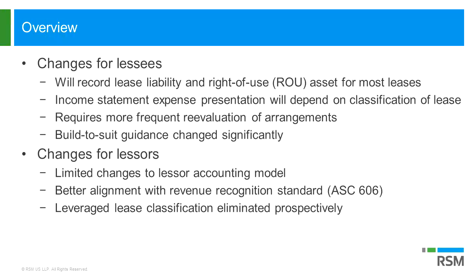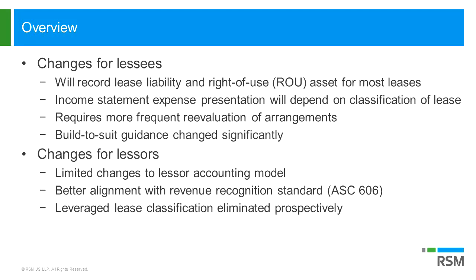Income statement expense presentation will depend on classification of the lease. Again, we'll cover in detail the differences between the two lease categories that will be implemented as a result of 2016-02. Finance or operating are the two main criteria. The ASU will require more frequent reevaluation of arrangements, depending on, again, criteria that we'll cover in more detail. And build-to-suit guidance will be changed significantly from the current U.S.